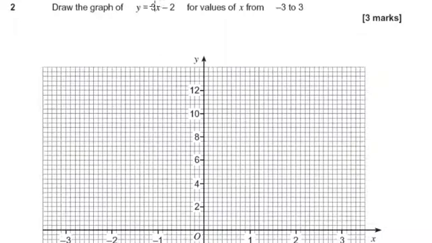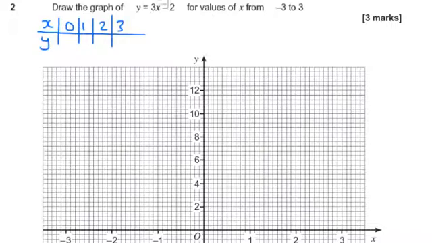Question 2 asks us to draw the graph of y equals 3x minus 2. Now there's two methods that you can use to do this question. The first is to draw a little grid and work out some x and y values. So you might look at when x is 0, when x is 1, when x is 2, when x is 3, and substitute in those values and get the corresponding y values.